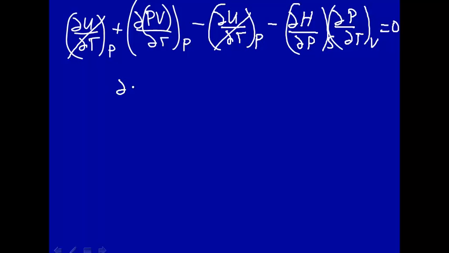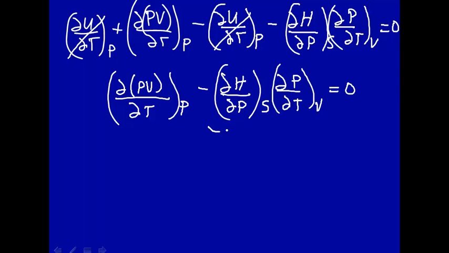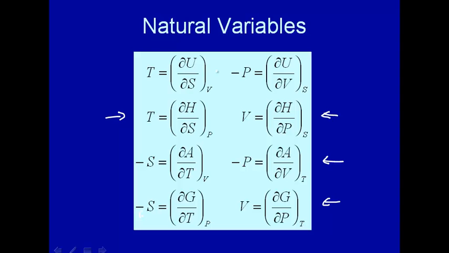So we'll just rewrite this equation: how PV changes with temperature at constant pressure minus how H changes with pressure at constant entropy, how P changes with T at constant volume is equal to 0. Aha! This looks like we can substitute something in here. Let's see, how H changes with pressure at constant entropy. What do you think that is? Probably related to volume, because that's what's associated with P. But let's go up here and see if we can figure that out. How H changes with pressure at constant entropy is indeed volume.